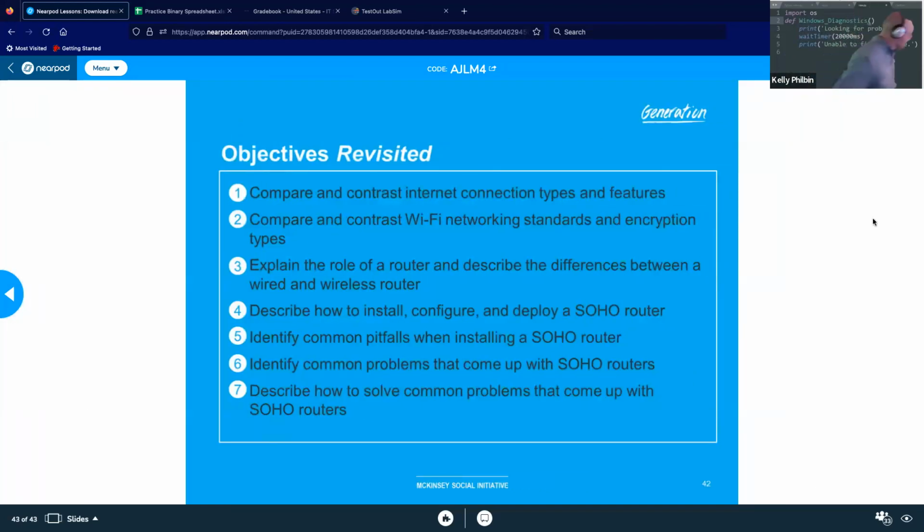All right. We should now be able to compare and contrast internet connection types and features: POTS, ISDN, DSL, fiber optic, satellite, cellular, all that kind of fun stuff. Compare and contrast some of the Wi-Fi networking standards and encryption types: WEP, WPA, WPA2, WPA3. Talked about the role of the router. And we talked a little bit about some problems you might experience and how we might set those up.